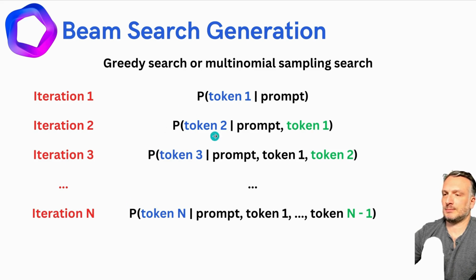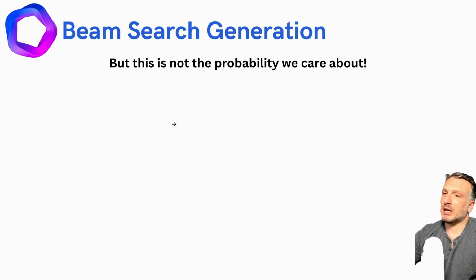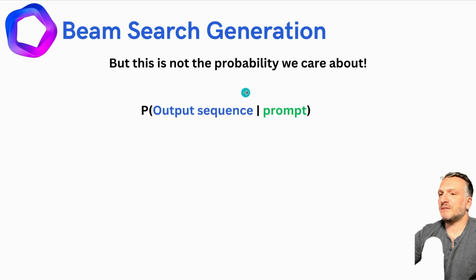With the greedy search, we maximize the probability at each iteration, whereas with the multinomial search, it's a bit softer, where we look at the probability distribution of all the words at each iteration. But this is not the probability we actually care about. What we care about is that when we use a prompt, we want to maximize the probability of the output sequence. We don't care about the probability of the next token. We care about the fact that the output sequence is meaningful if we condition on a specific prompt. So we want to find the output sequence that maximizes the probability conditioned on a specific prompt. That is the probability we care about.